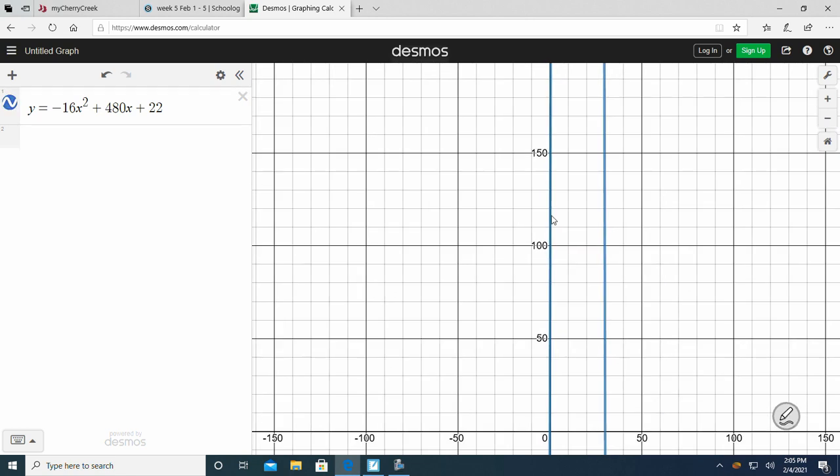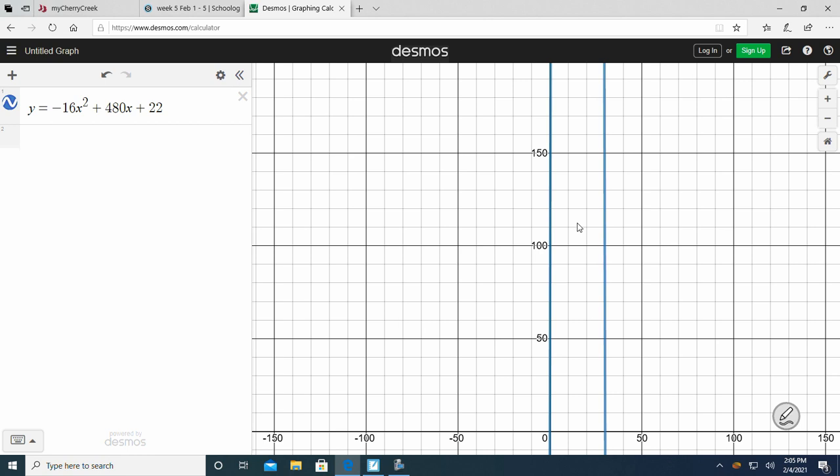Okay, so look at this. Let's see. Hang on. It says we have that equation, which I agree I have in there correctly. Okay, use the evaluate tool to find the height of the missile after 1 second, 10 seconds, 25 seconds, and when does it hit the ground?